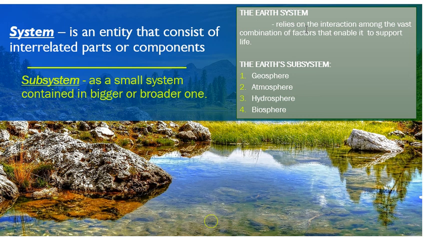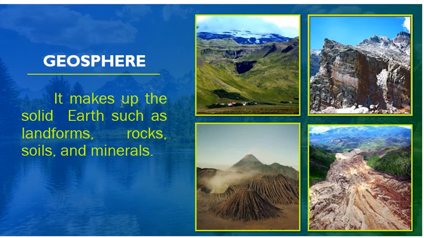So one of the factors that interact for the Earth to support life is what we call the Earth's subsystems. It is divided into four. We have the geosphere, atmosphere, hydrosphere, and the biosphere. So let's start with the first one, the geosphere.